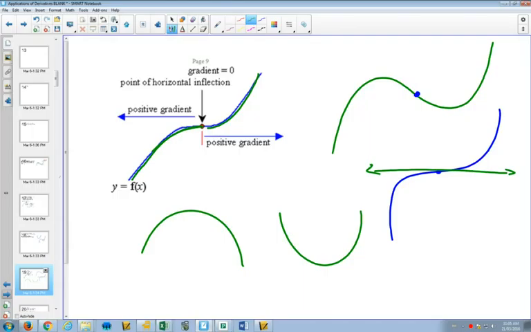So can you see at that blue point that this is concave down and this part over here is concave up? And at that point it changed. And if that point also has a derivative of 0, that's why we call it a stationary point of inflection. So some terminology there.